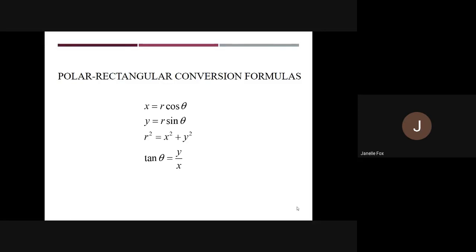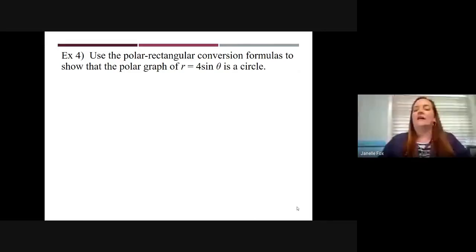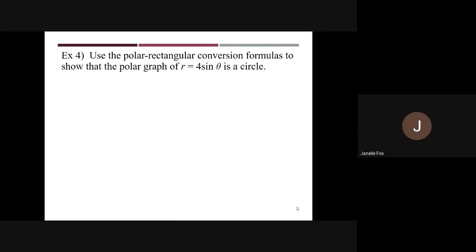Let's put these babies into play with our next example, number 4. It says, use these conversion formulas to show that this graph, which, did we just graph that one? We did just graph that one. Let's show that it is actually a circle. And then let's think about its equation and see if it makes sense when we convert it. And you'll be like, oh my gosh, it totally does make sense.